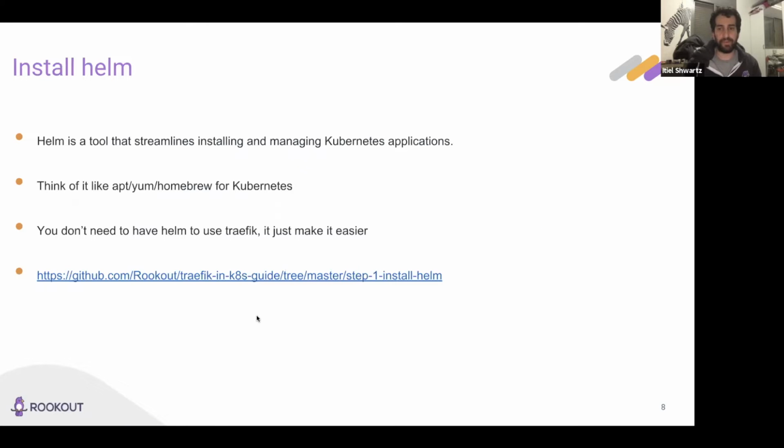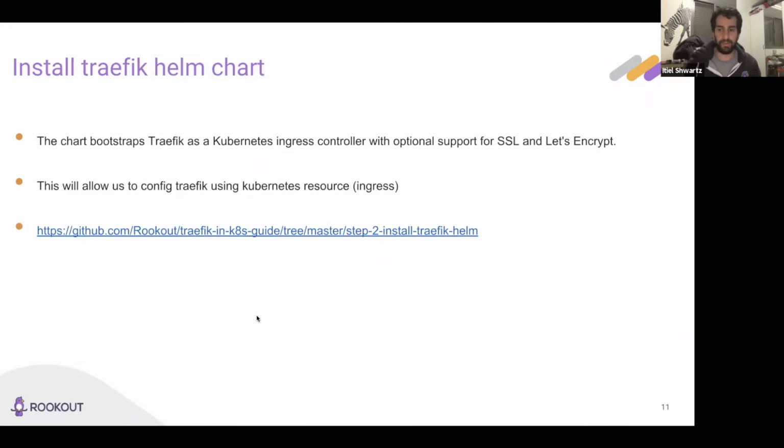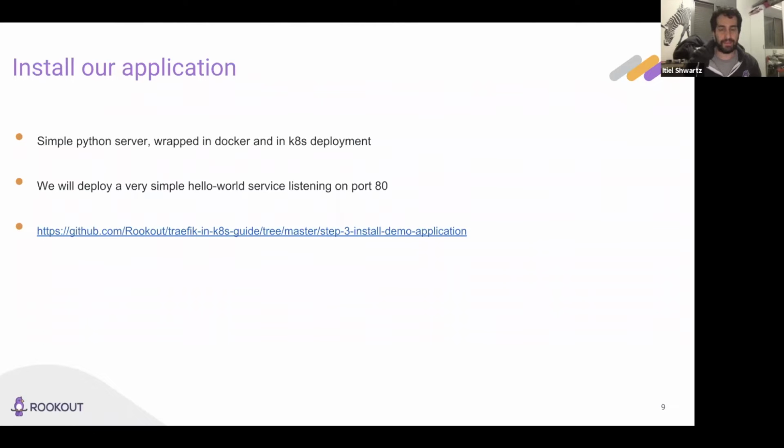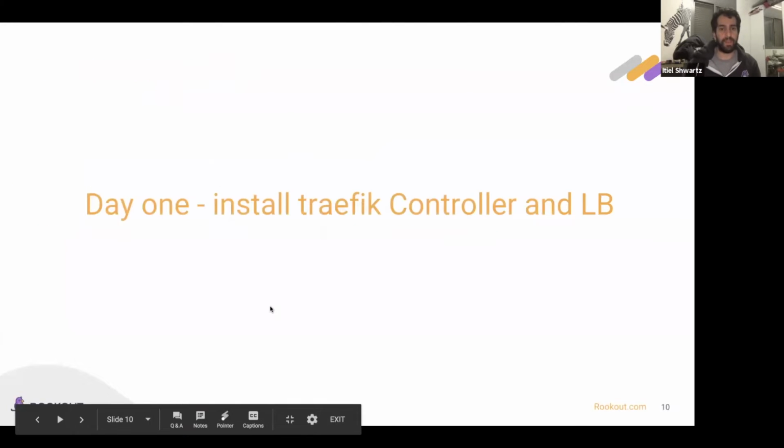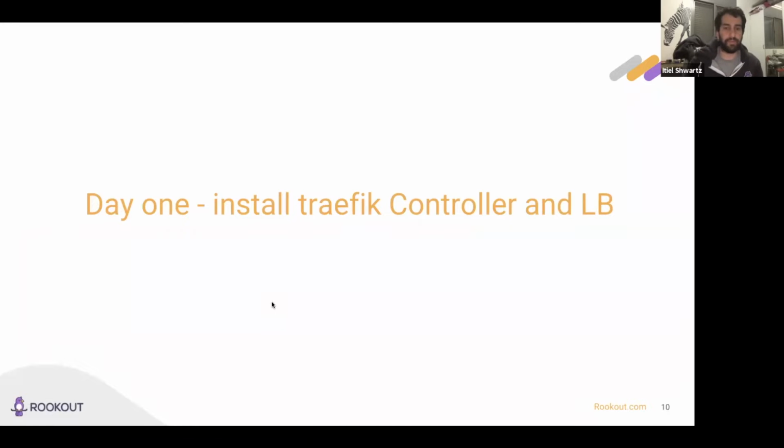Like I said, the first step is just to install Helm, and this makes things a little bit easier. The second step is to install a very basic application. For this demo, I installed a very basic Flask application. It's like 20 lines of code or something like that. Very basic, nothing special here. So now it's time to get to the real thing.